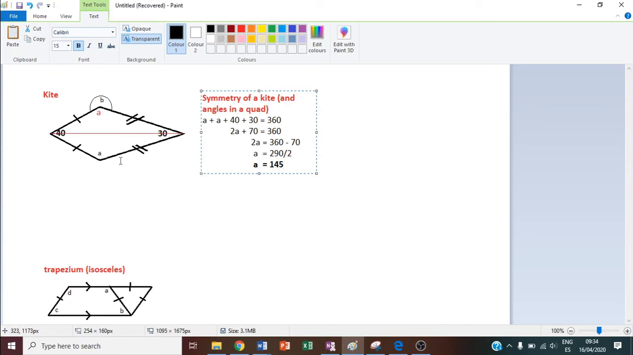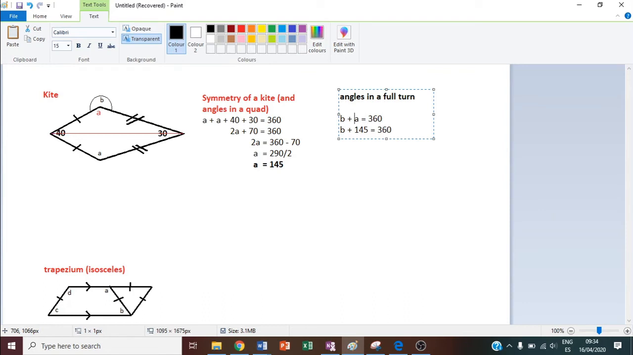Let's see how that's going to help me to find B. Now, saying that this down here is 145 doesn't seem to help with the B. However, I know that this is also A, and I know that A and B make a full turn together. So I'll write that as my rule. Angles in a full turn. And that means that B plus A makes 360. I already know what A is, so that's B plus 145 equals 360.